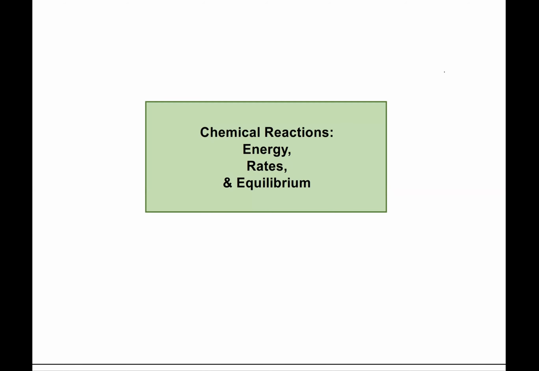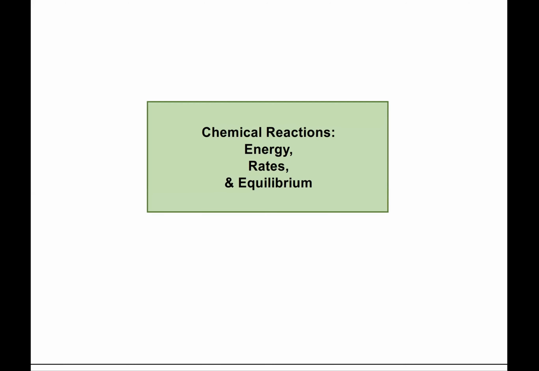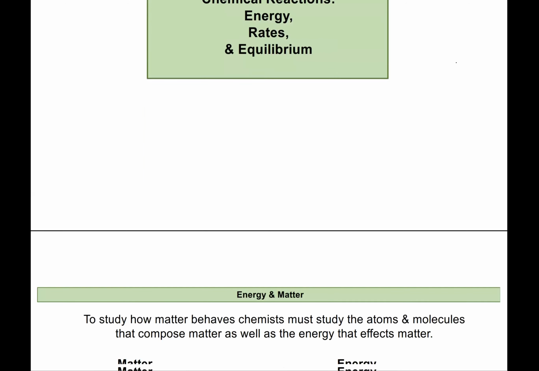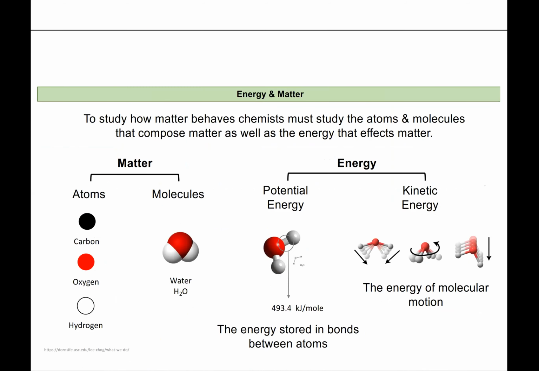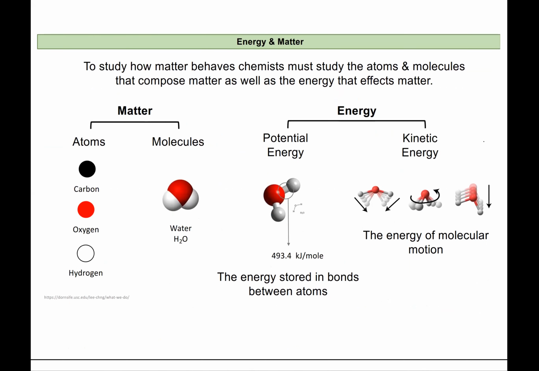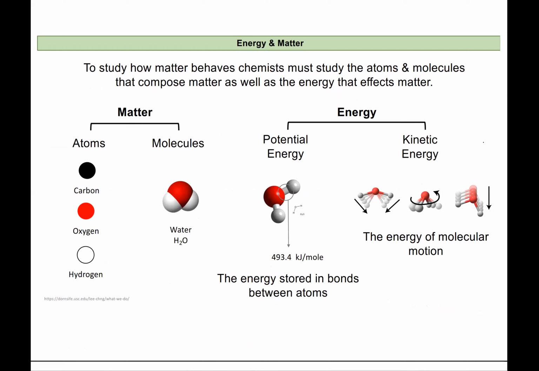In this lecture, we are going to discuss chemical reactions in terms of the energy that they possess, or the amount of energy they absorb or that they release. We'll talk about the rate of a reaction, and we'll talk about reversible reactions and how they reach what we call equilibrium. So let's just start with a quick review of energy and matter.